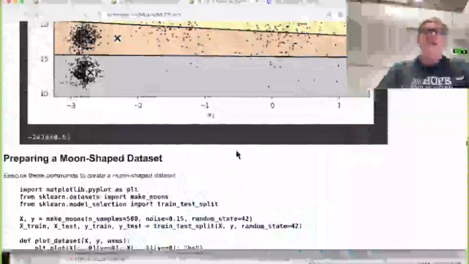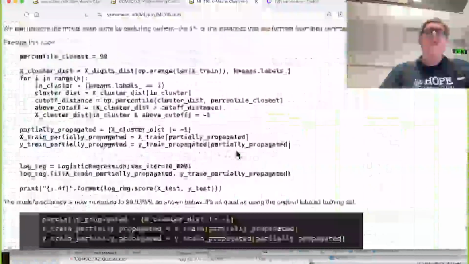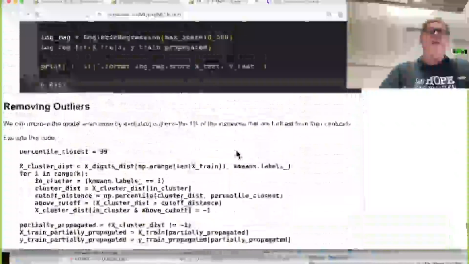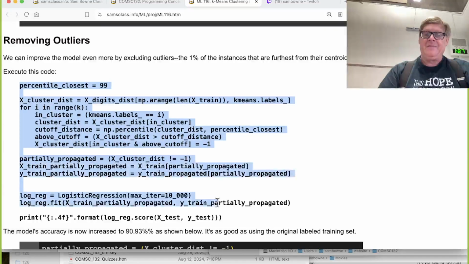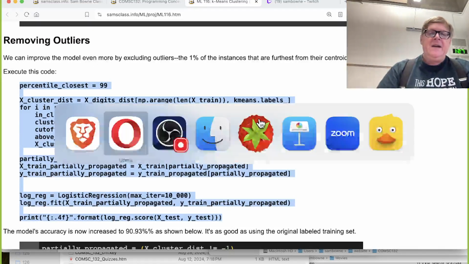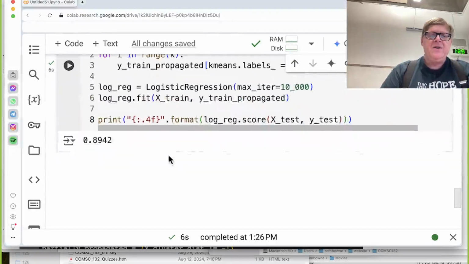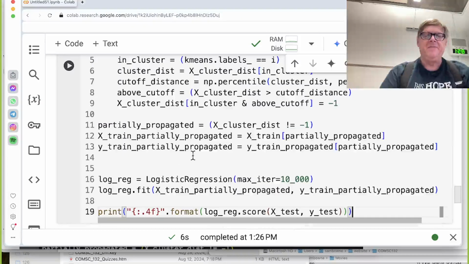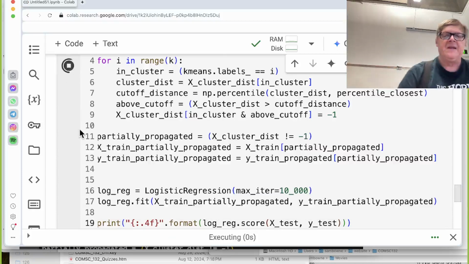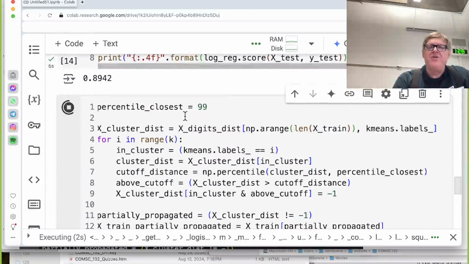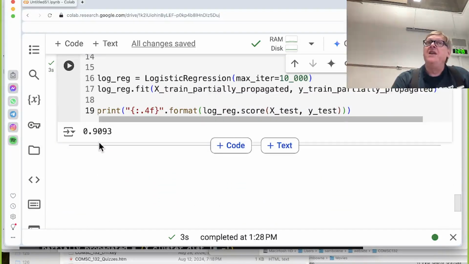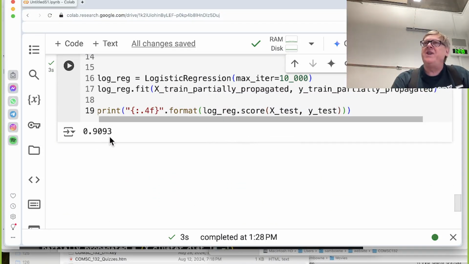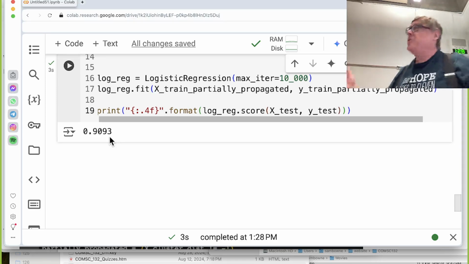So that's the next step to improve this thing. You propagate the labels to all the points in each group, and then you remove the outliers. You take 1% of the ones that are furthest from the center of the cluster and remove them. So I get back to here. So when you do that, I have a cutoff, so I'm going to keep only the 99% that are closest to the centroids and throw out the rest. Now I actually do better than training on the original labeled data. I get 90.9% instead of 90.6%, which is, of course, within the noise.